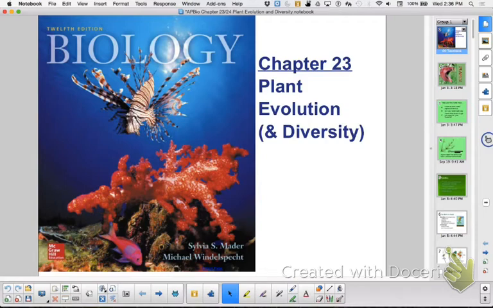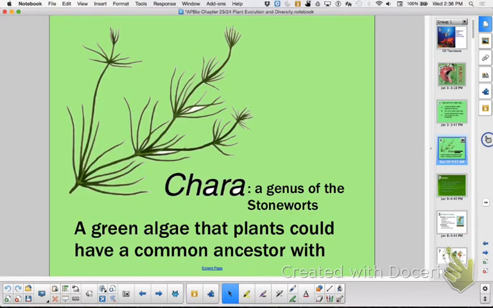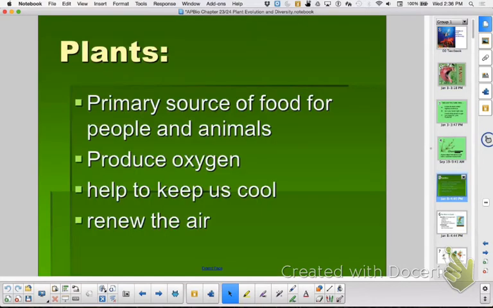The first part is that probably land plants evolved from a green algae, and that algae's name is chara. And it's a big deal when plants came onto land because they allowed so many other life forms to flourish on land. Primary source for food, production of oxygen, help keep us cool, renew the air.